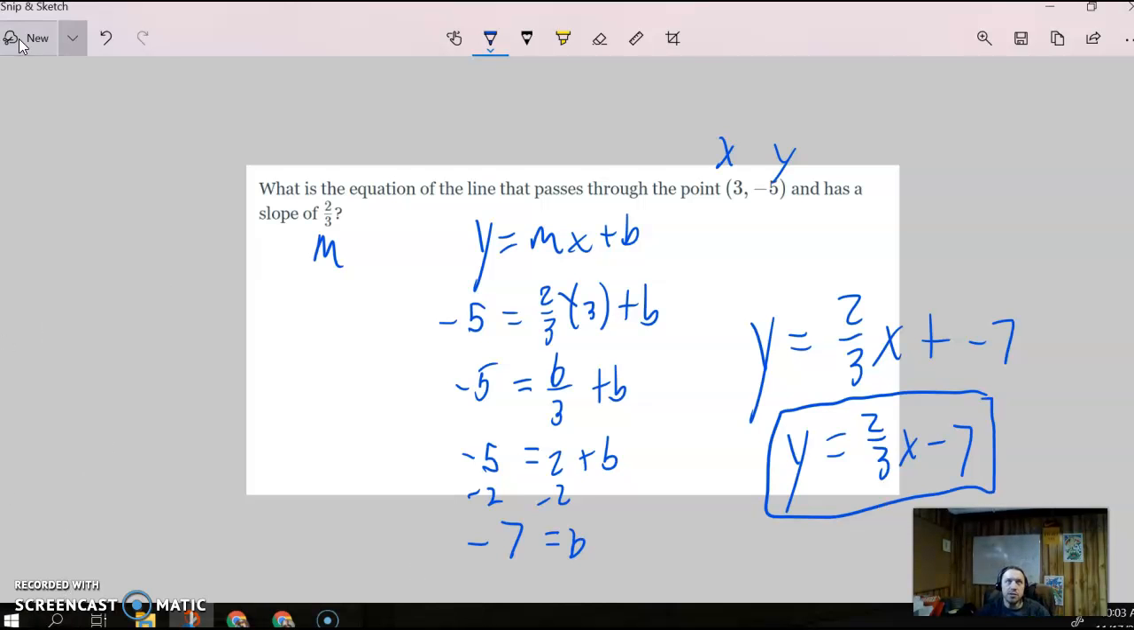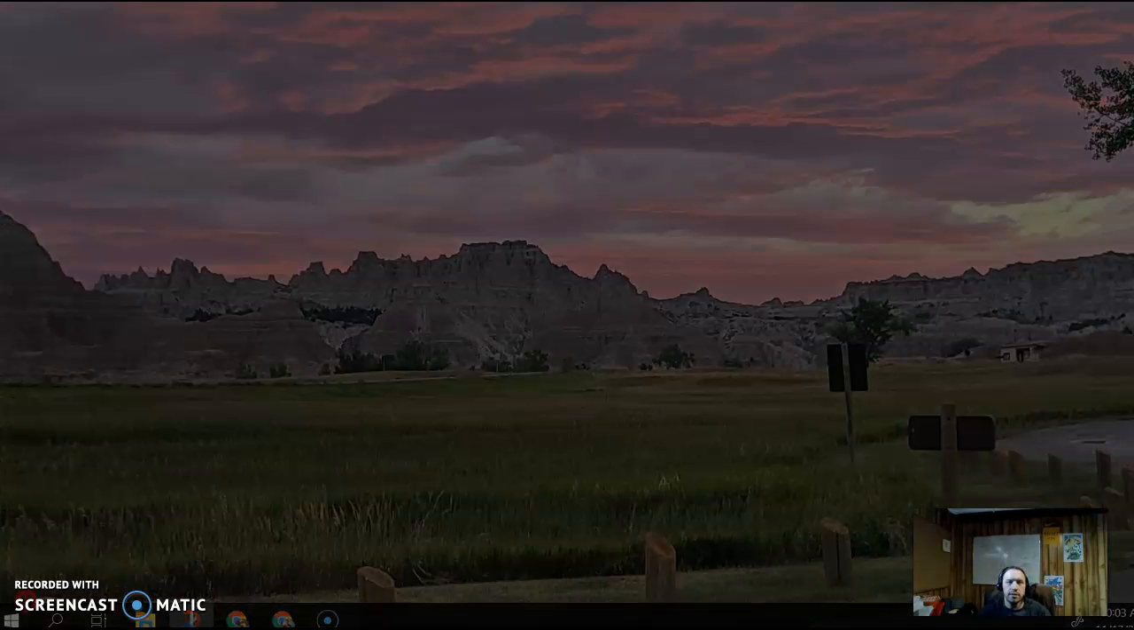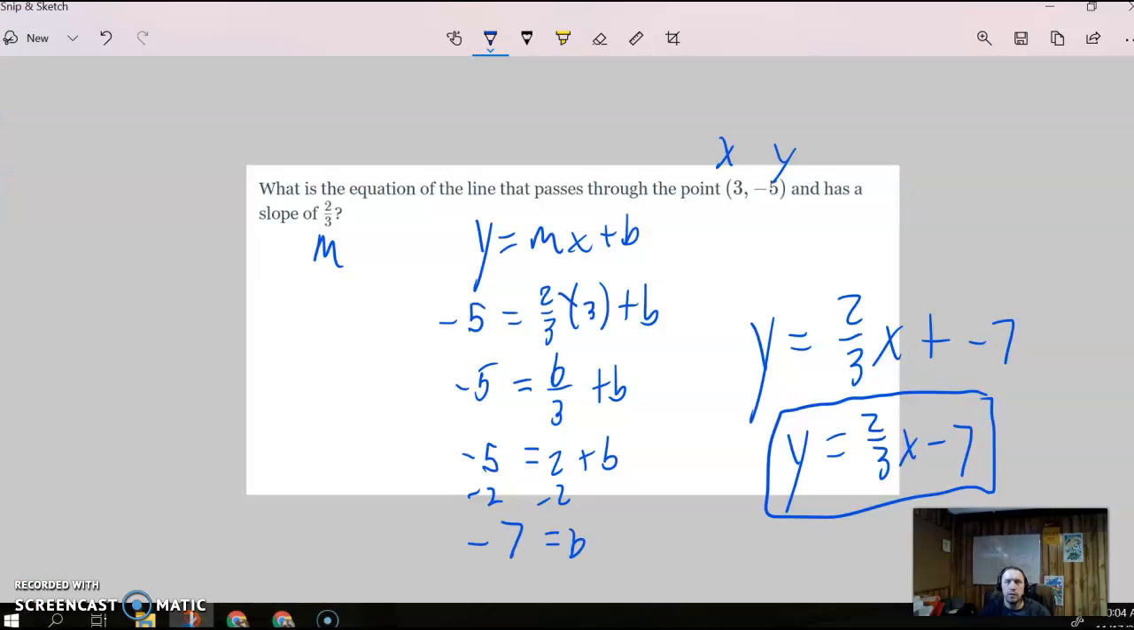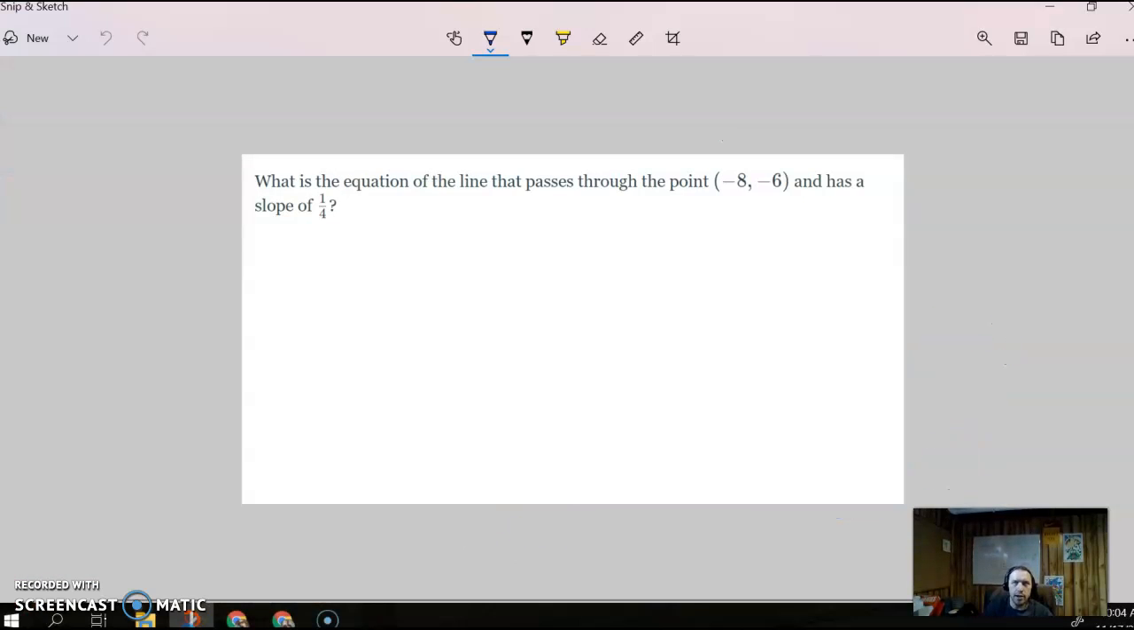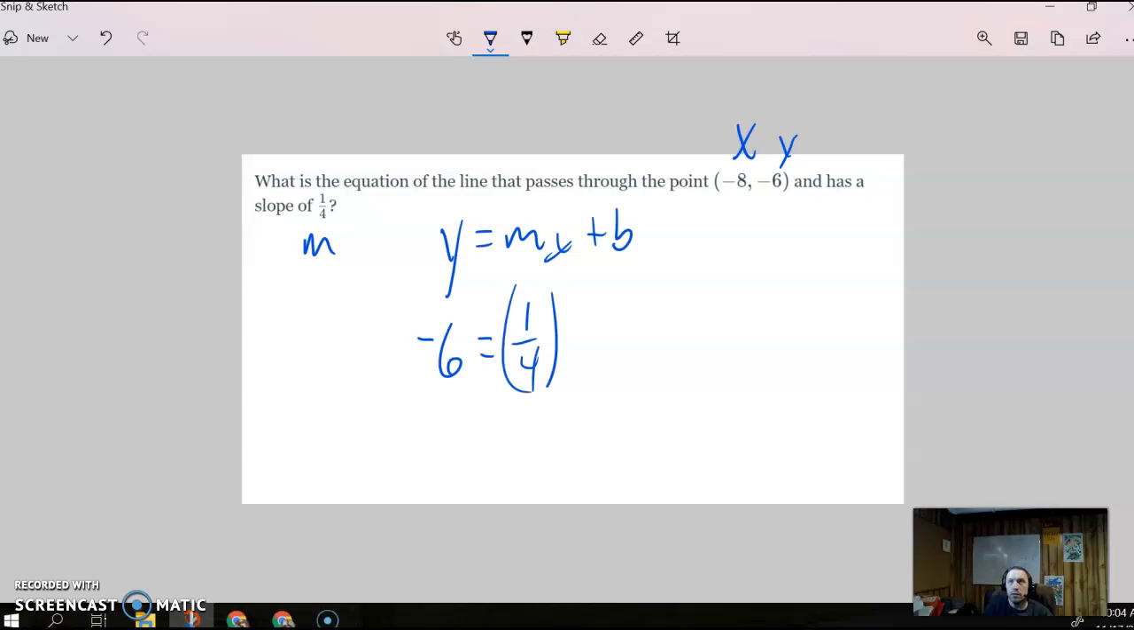All right, here's the next one. Oh, that's not the next one. This is the next one. Pause it, try it out yourself. y equals mx plus b. My point x, y, and my slope is 1/4. So y is negative 6, slope is 1/4. I put the parentheses around these to remind myself that m times x is happening.